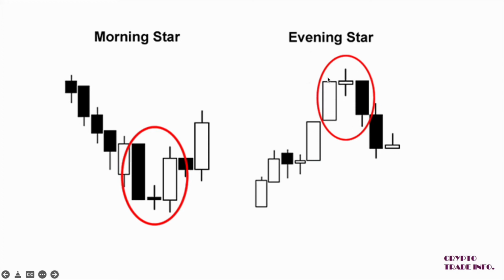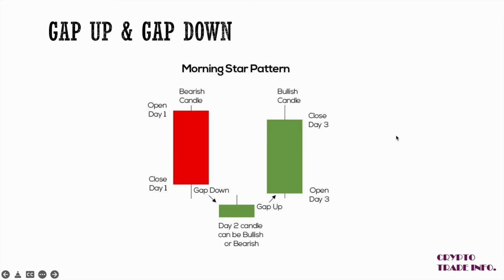This is a white candlestick here, which means what? Bullish, followed by an indecision candle, then a bearish candle. So it is found at the end of an uptrend followed by what? A downtrend. Gap up and gap down. This is a very, very significant part of this candlestick pattern that we need to note.